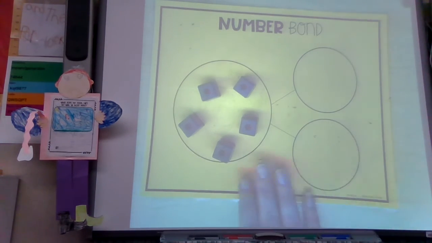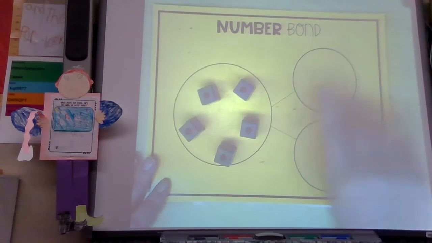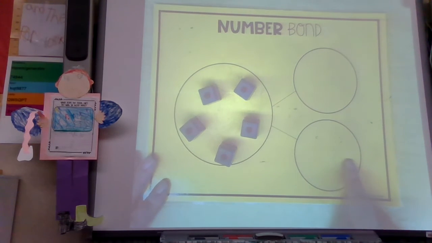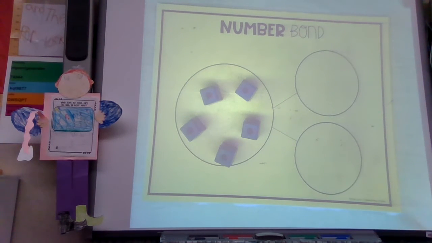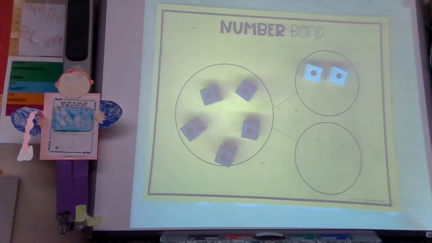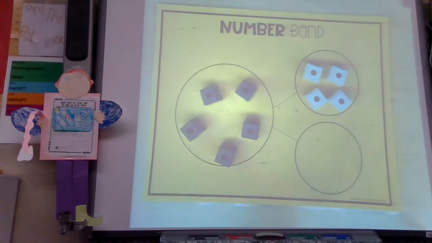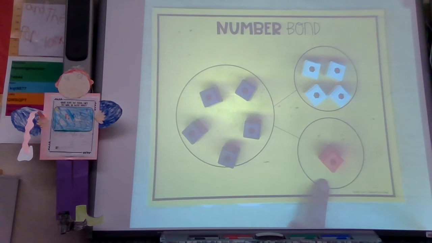All right. My 5 group is now going to be split into 2 parts. Remember, we follow along the lines. When I looked inside, there were 4 baseballs. I'm going to show that with some white cubes. 1, 2, 3, 4. 4 baseballs. There was also 1 basketball. I'm going to put 1 orange cube on the bottom to show 1 basketball.